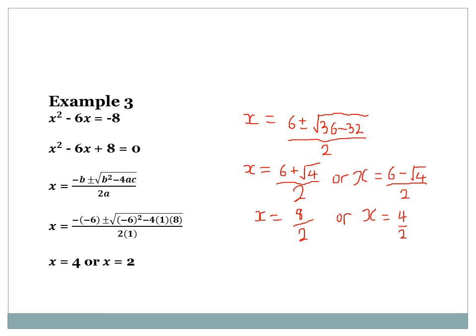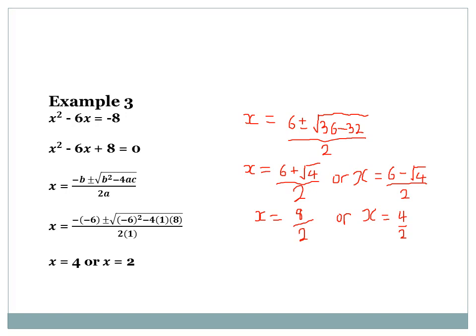So we are going to have negative, in a bracket, negative 6, plus or minus the square root of negative 6, in a bracket, to the power 2, minus 4 times 1 times 8. So as you can see in the workings, negative 6 to the power 2 will give us positive 36. And negative 4 times 1 will give us negative 4. Negative 4 times 8 will give us negative 32. So we are going to have the square root of 36 minus 32, which equals the square root of 4.